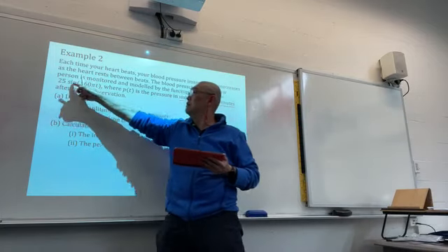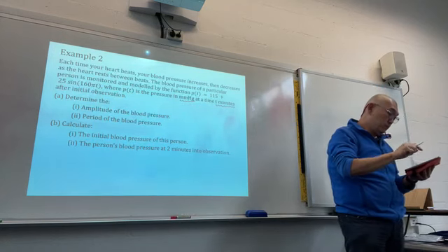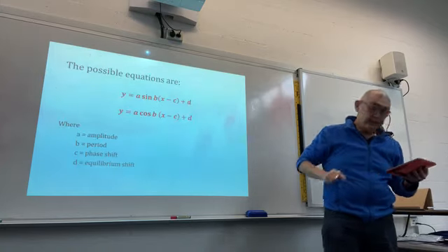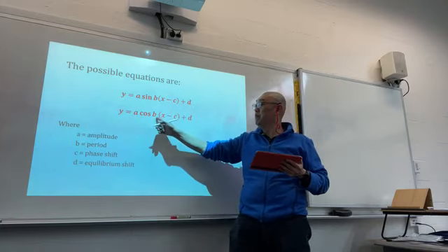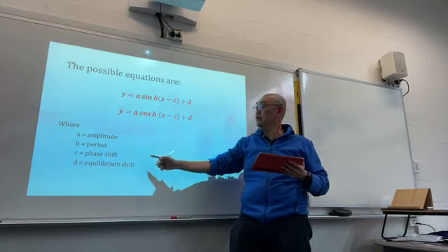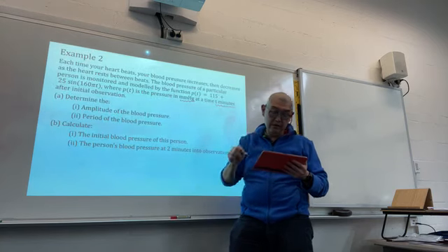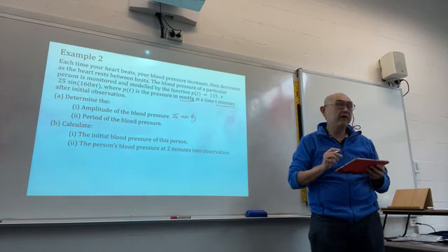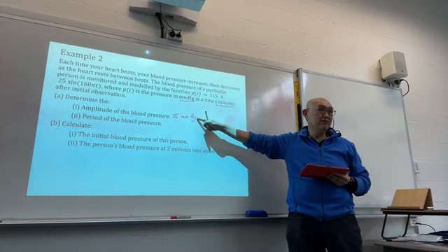Amplitude is 25 because we are modeling based on this. A is amplitude, B is related to the period, C is a phase shift, D is the equilibrium. So the amplitude of blood pressure is 25, again millimeter of mercury. Do you know how this came about?